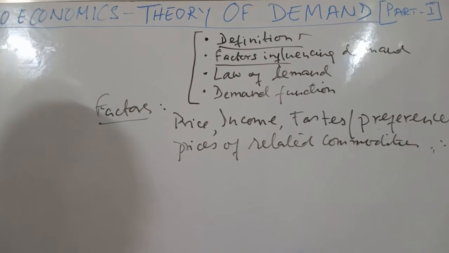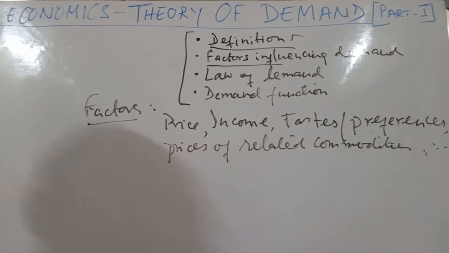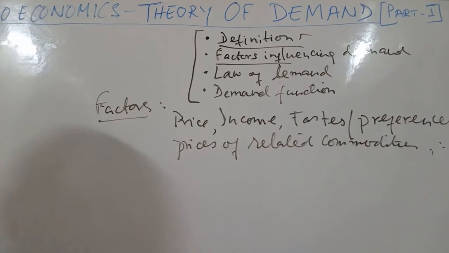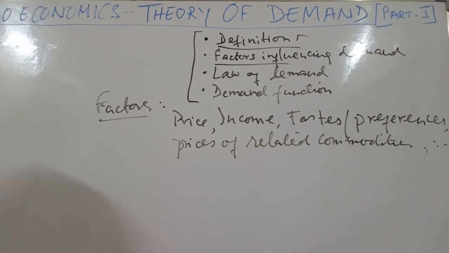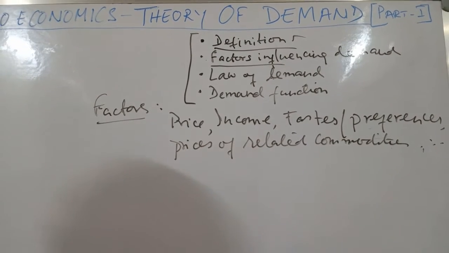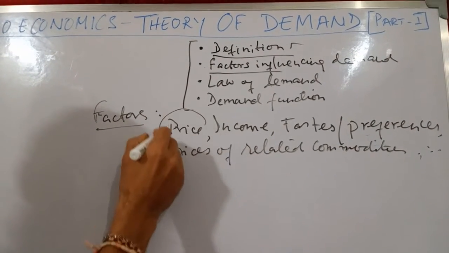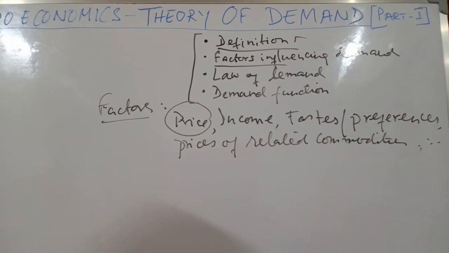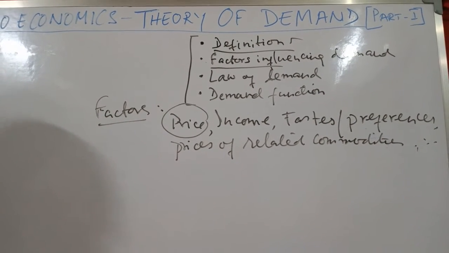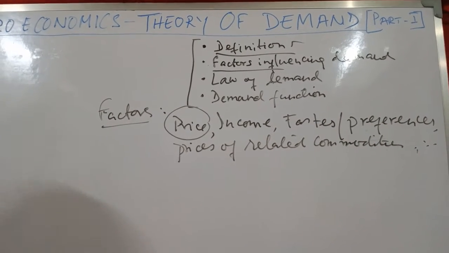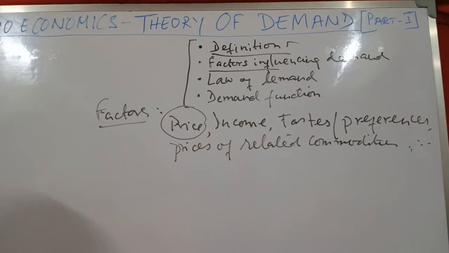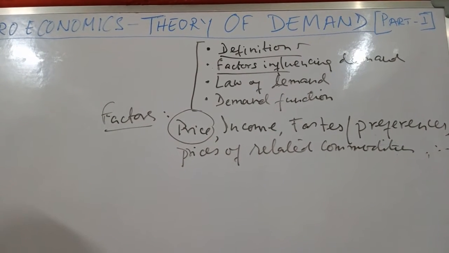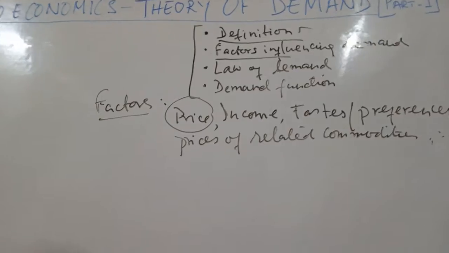Naturally, price and income are the most important and strongest factors among all of the factors influencing demand. Now, price of a commodity naturally influences the quantity purchased of that commodity, because it is rational that a consumer will purchase a commodity more when its price is less, and he will purchase less when its price is high.